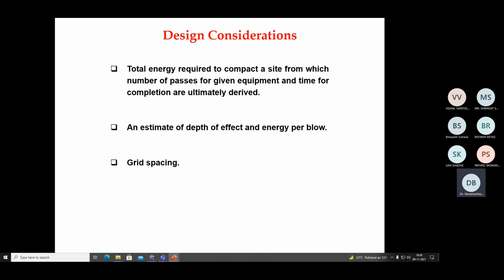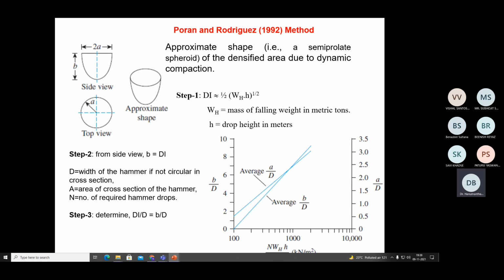Now let us go to the design considerations. This is a very simple technique, and not many things are involved. When I talk about the design considerations, a few parameters come to mind. First of all, what should be the spacing between two drops? Then what should be my depth of influence? Then how much energy shall be applied? And how many drops shall there be at a particular location? So these are the different design parameters.